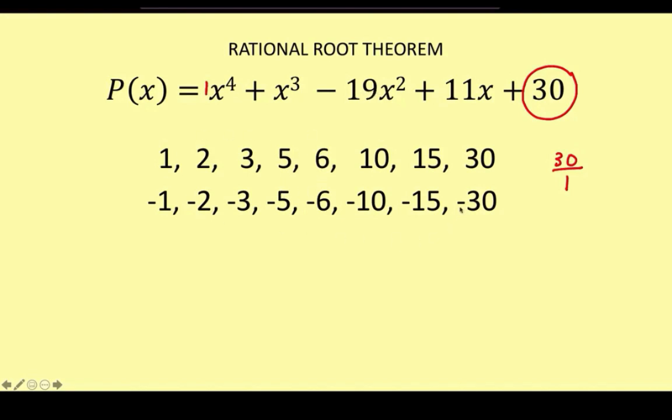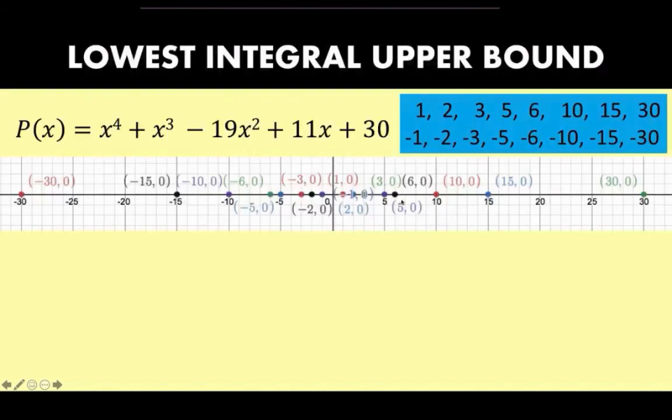But here, we have 16 possible candidates for the rational roots alone. So we need to narrow down the number of roots. If we're going to plot all those possible real roots on the number line, this is what we saw. Let's remove the label so we can make it clearer.